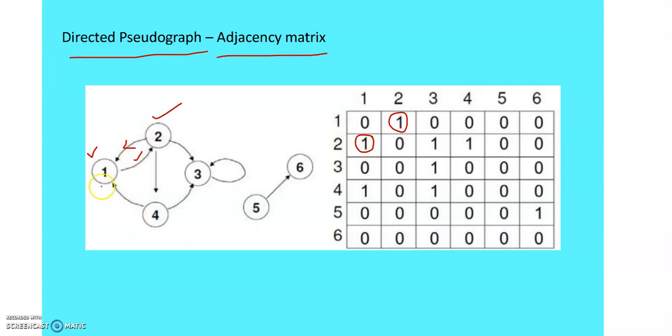Okay. Now you can understand the difference by seeing 1 and 4. From 1 you don't have any arrow. See, you see here 4. From 4 you have 1, because this is the initial, this is the terminal for this edge.